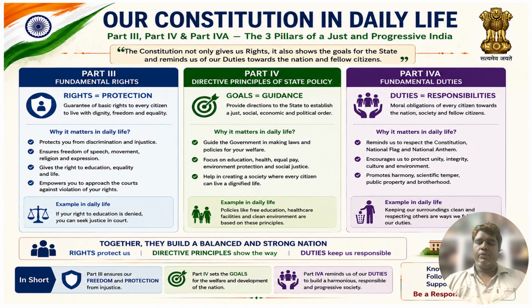The Constitution provides us with rights. It provides direction to the state through the directive principles, and it reminds citizens of their responsibilities through the fundamental duties. Therefore, these three components help in building a just, democratic, and progressive society.